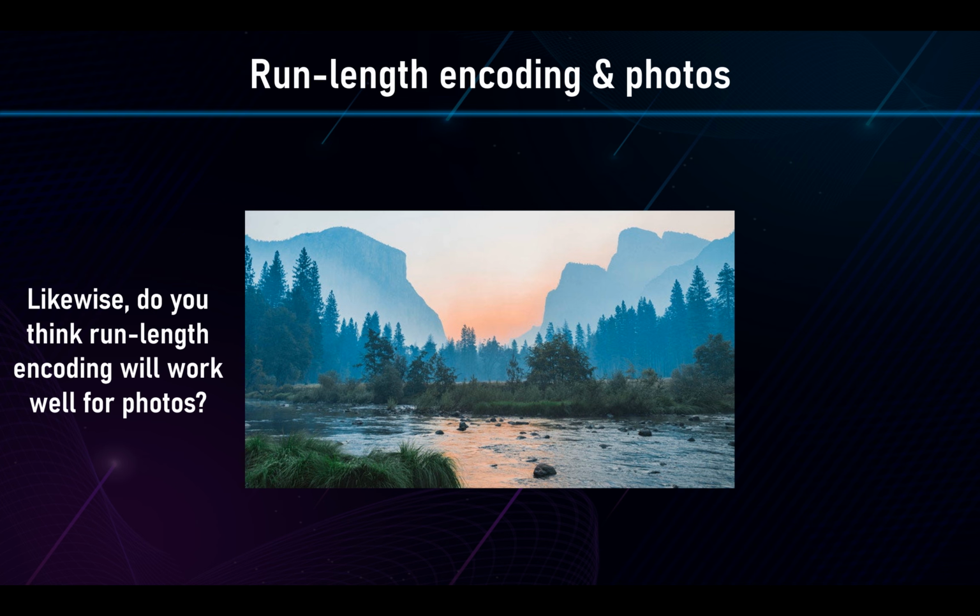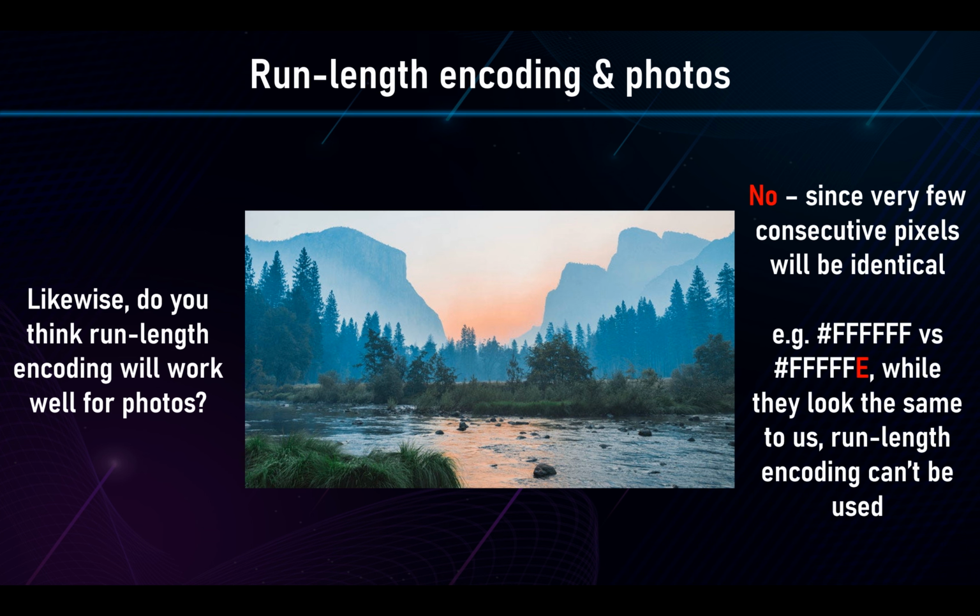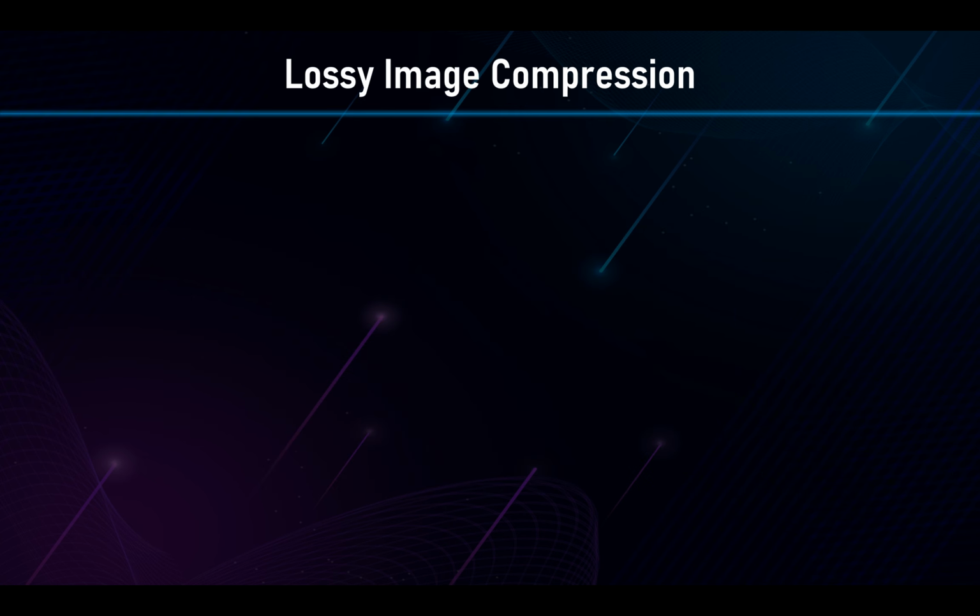So let's also think, will run length encoding work well with photos? And of course the answer is going to be no. The reason is that very few consecutive pixels will be identical. We might have, for example, this pixel, which is going to be white. However, the next pixel is actually this. So even though to the human eye it looks the same, to the computer it's actually going to be a different value. Therefore, because they're different, we can't use run length encoding.